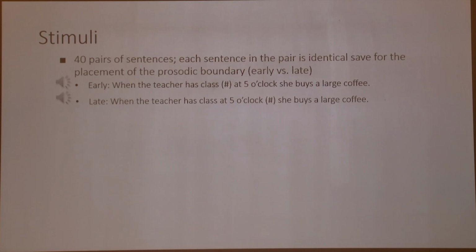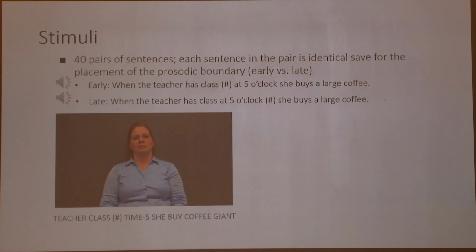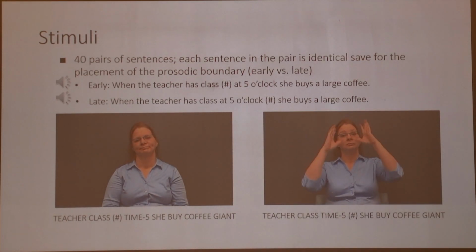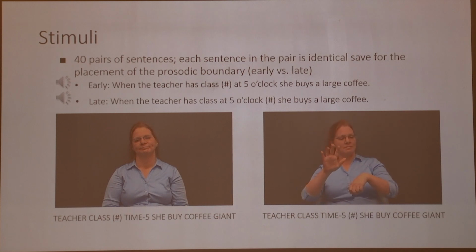So now I will show you the equivalent sentences in ASL, and I'll do my best to point out the location of the boundary when it occurs. So here's the early sentence. Boundary. And now here's the late sentence. Boundary.